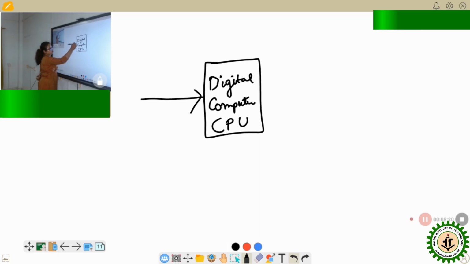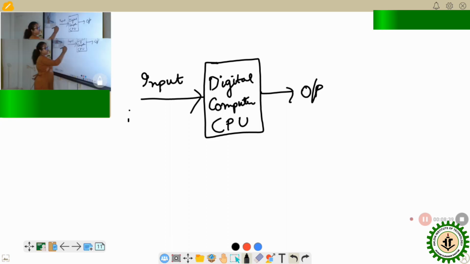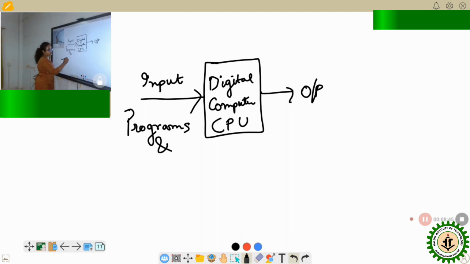From this it is the input and this one is the output. So when we are giving some input to the CPU, we are getting some output. So what type of input we are giving? We are giving programs and data.